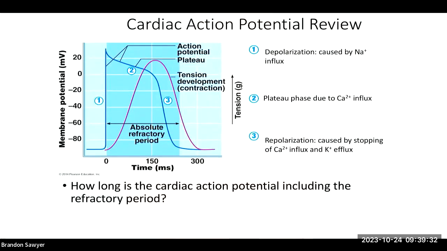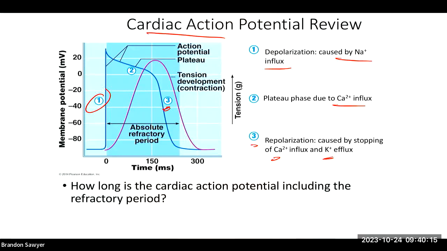Let's just do a quick review of our cardiac action potentials. When you say cardiac action potential, we're really talking about the contractile cells. We saw this same slide before, right? Number one here is caused by influx of sodium, that's the rapid depolarization. Number two is primarily caused by calcium influx. The sodium influx stops, but then calcium starts flowing in to keep us depolarized in that plateau phase. And then finally repolarization, by stopping of calcium but then allowing potassium to leave.